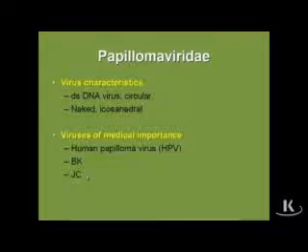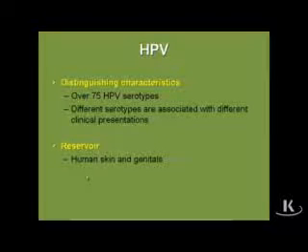Well, BK and JC viruses typically cause infection in immune-compromised patients. So we're first going to spend the bulk of our time talking about HPV, and then we'll wrap up the discussion of this family by talking about the BK and JC viruses. What are some distinguishing features for HPV?